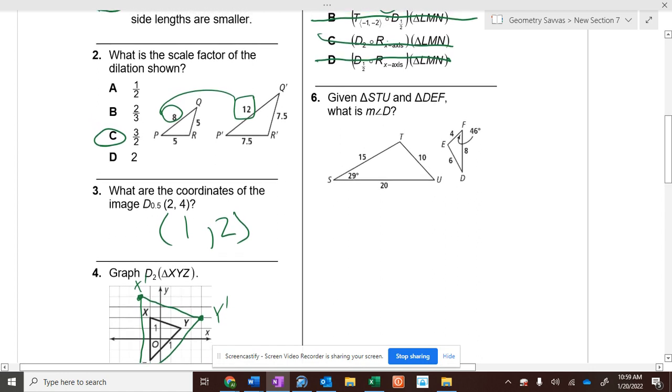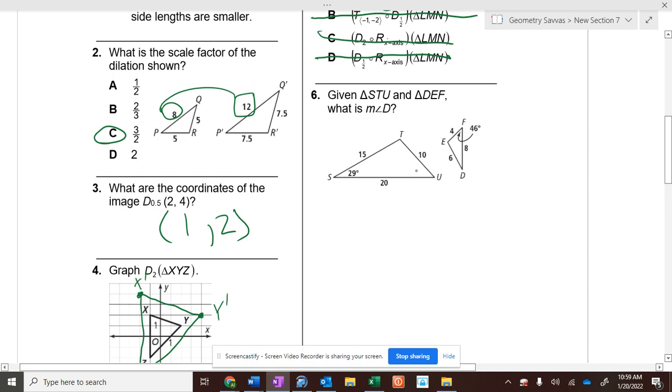All right, looking at the angles. 46 degrees is in between the biggest and the smallest, so this is 46 degrees. In between the medium and the biggest is 29. So 29 is there. Hey, that's the one we're looking for. So the answer is 29.